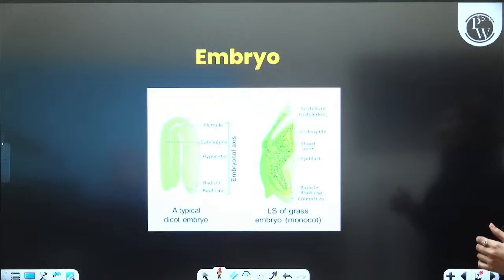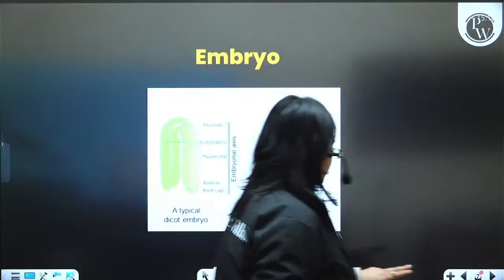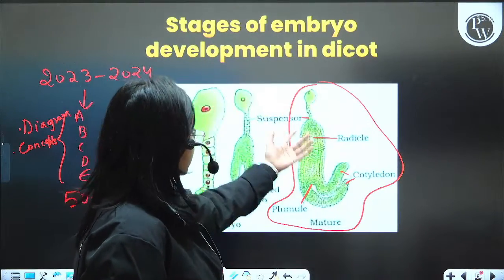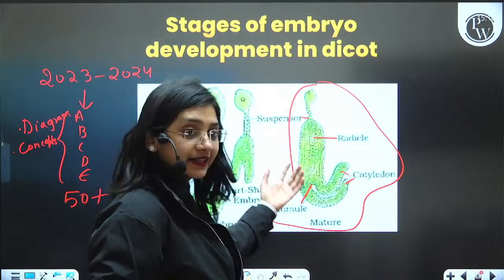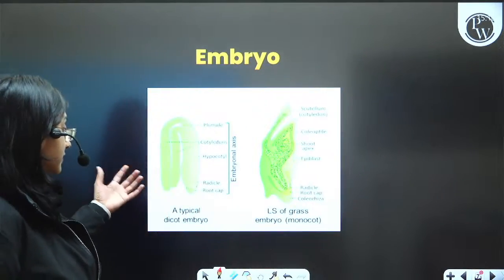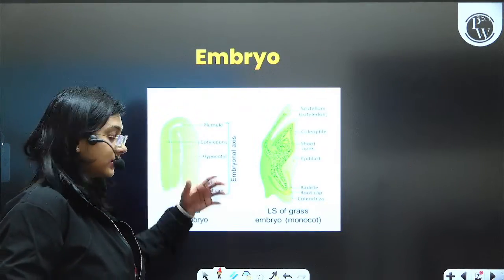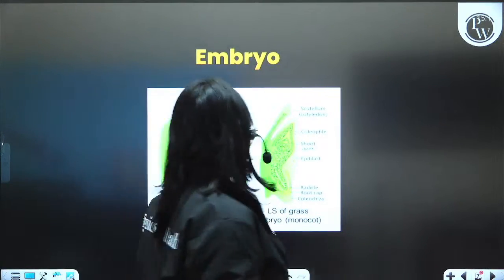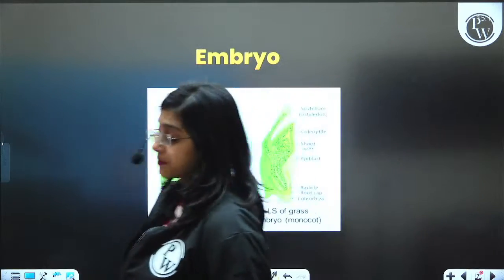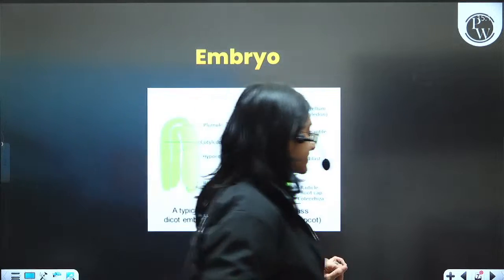And the next important diagram is the embryo. Since they have asked in a 1 marker question to label the embryonic development in the dicot, they can also ask you to draw this time either of these 2 embryos, the dicot embryo or the typical LS of the grass embryo. So this can be asked maybe in the form of MCQs. They can ask to label or they can ask you to draw as it is. So this is the next important diagram.